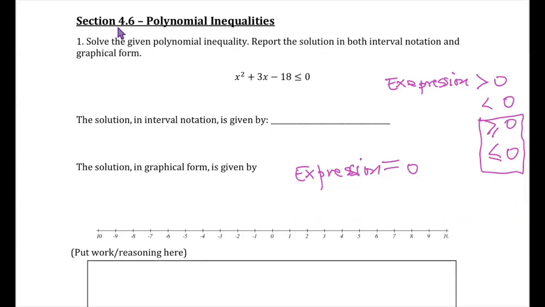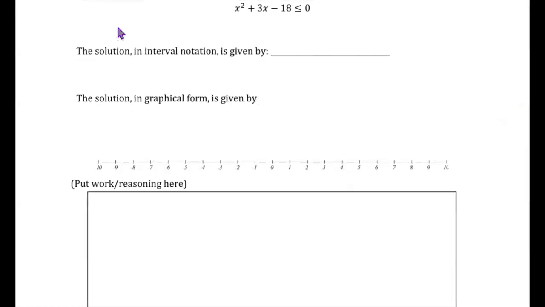So first of all, we're gonna want to find out when the expression is equal to 0. So we will solve expression equals 0. So let's start with the expression that we have, x squared plus 3x minus 18 is equal to 0. So that's what we're going to solve first. When we find those values, we will discuss the sign of the expression.